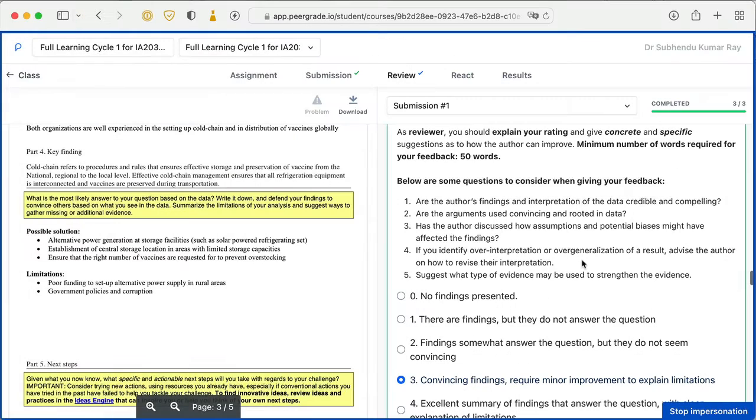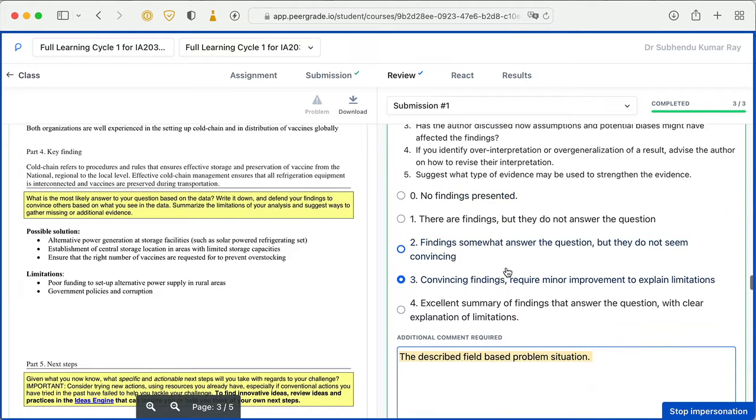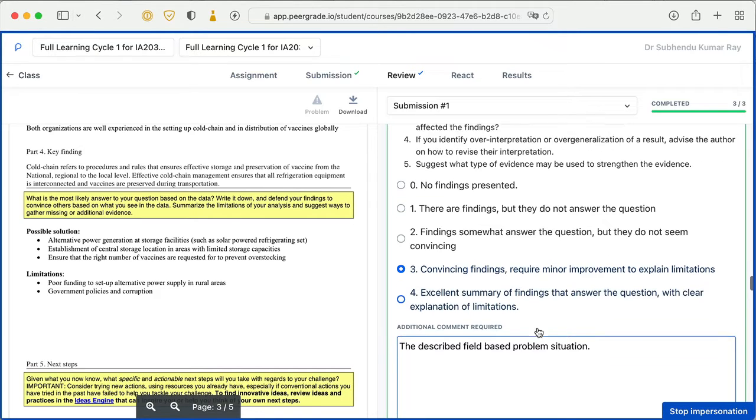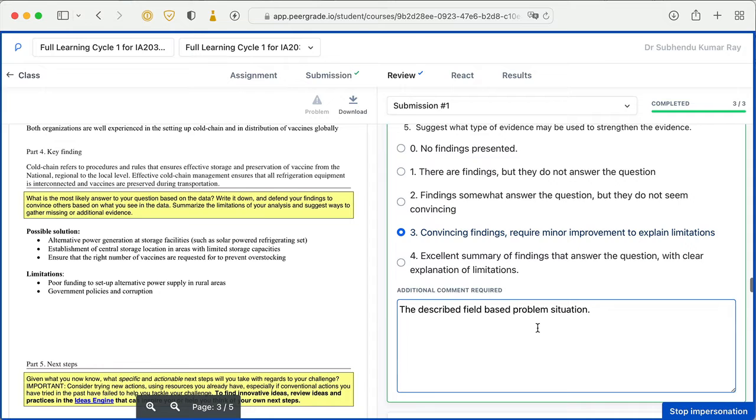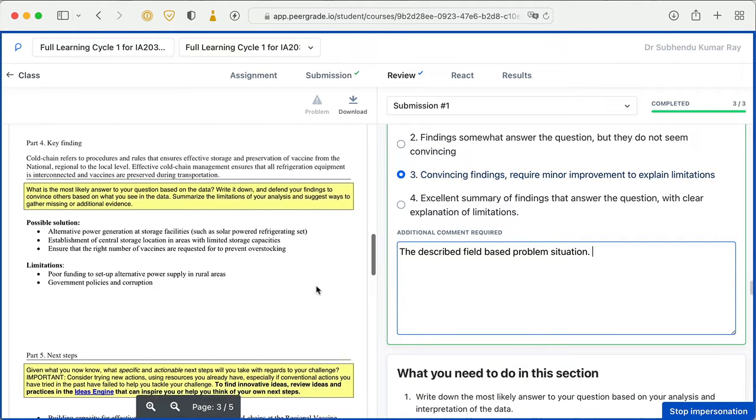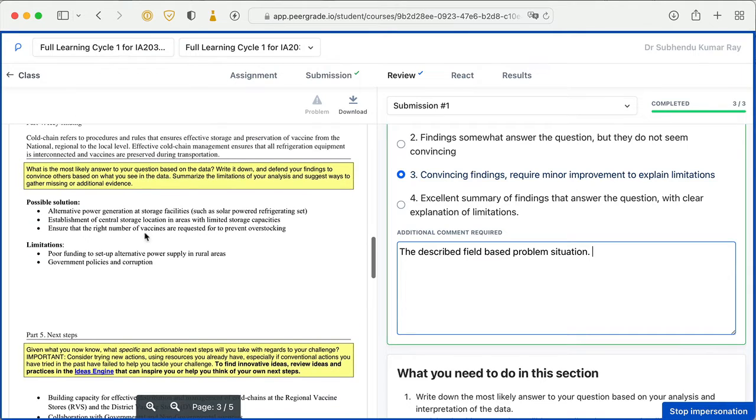And of course, we are checking the reviewer's comments. So things like this will get you disqualified from the situation analysis. Please do not do this. This is not helpful. Because here the author needs help.